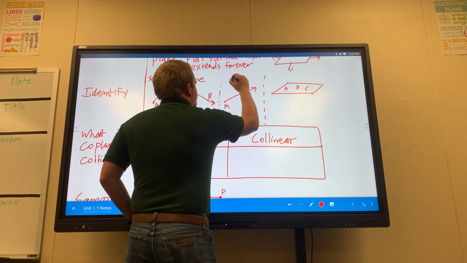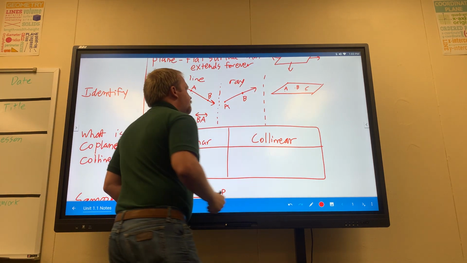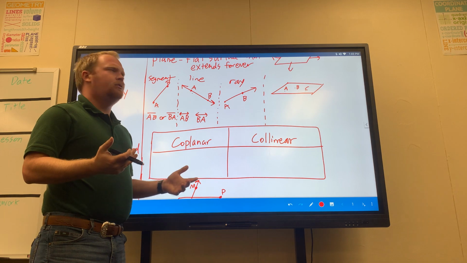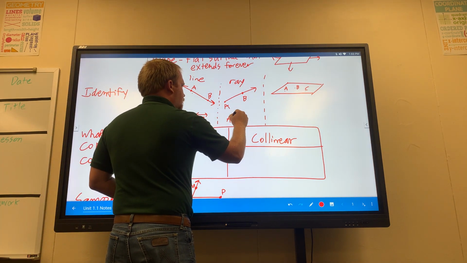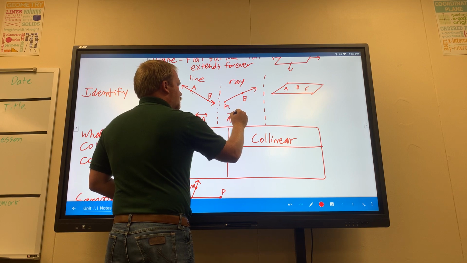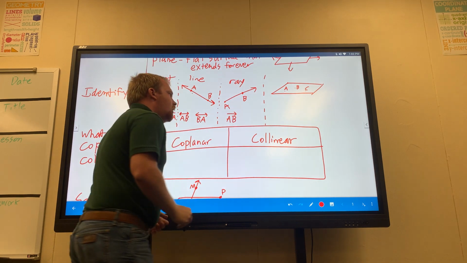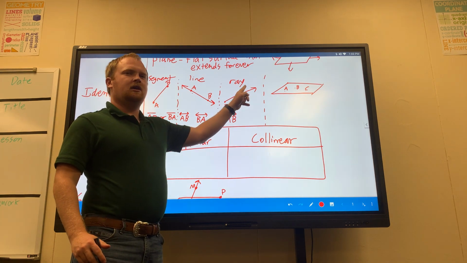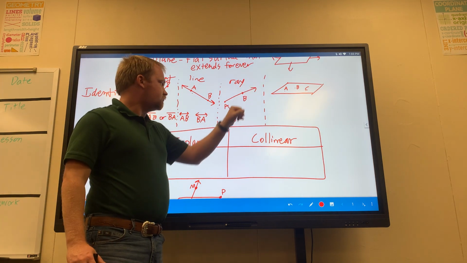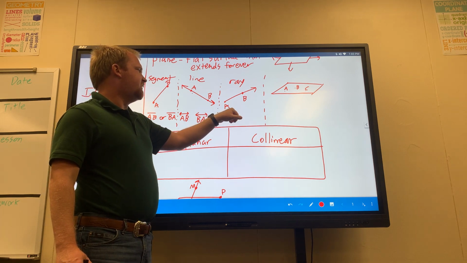Now, this right here, we have a ray. How do I identify a ray? Well, same thing, A, B. But I'm going to put the arrow over the B, because if you notice, it doesn't just stop at B, it keeps on going. Okay? So I want to identify it as ray AB.